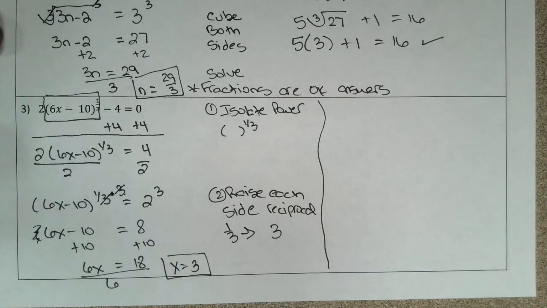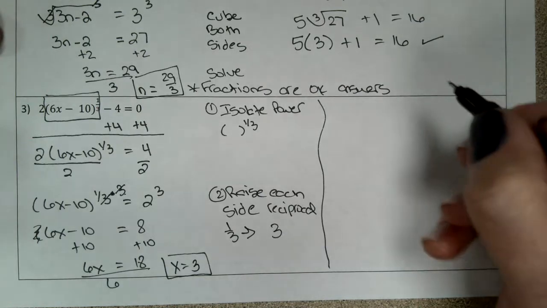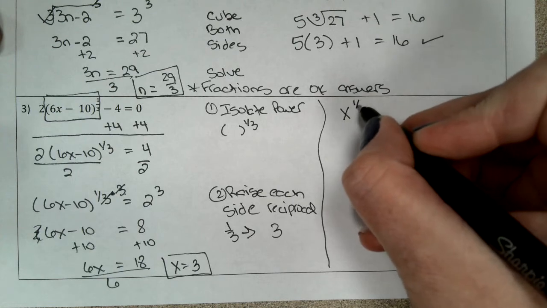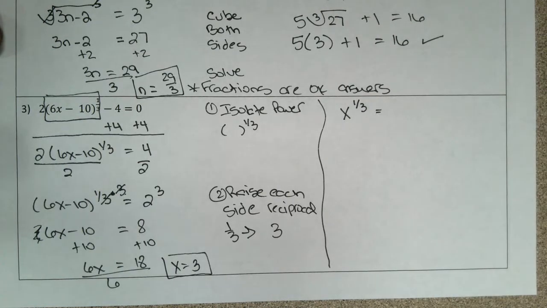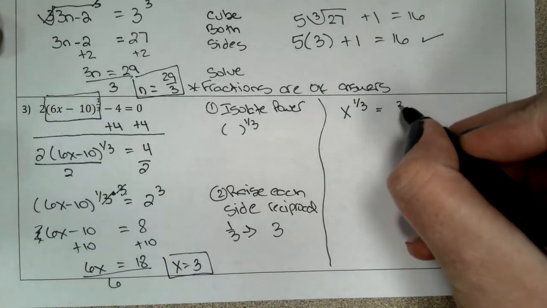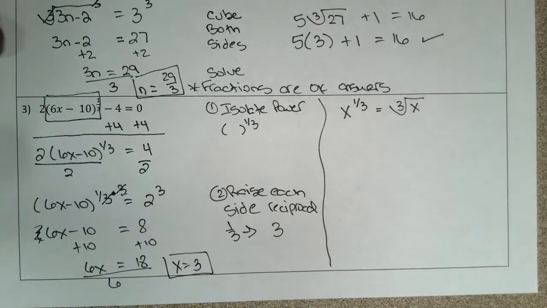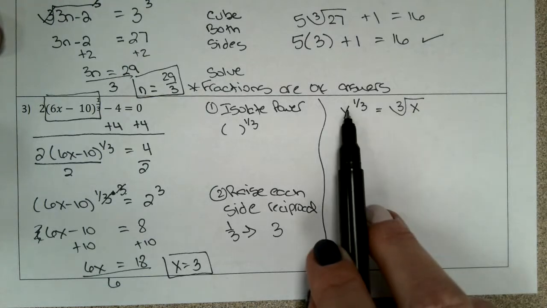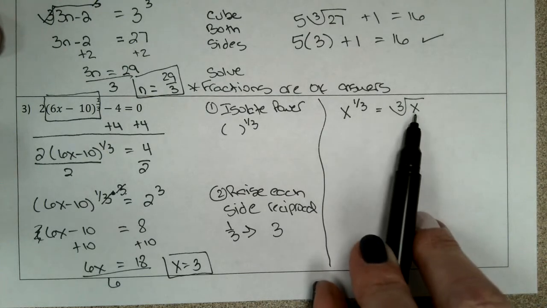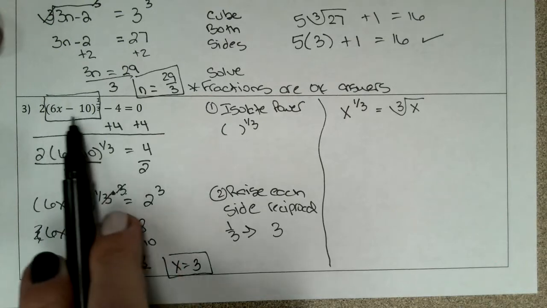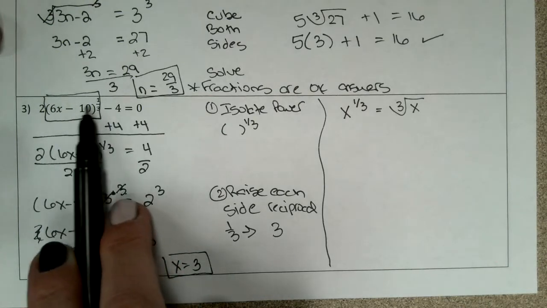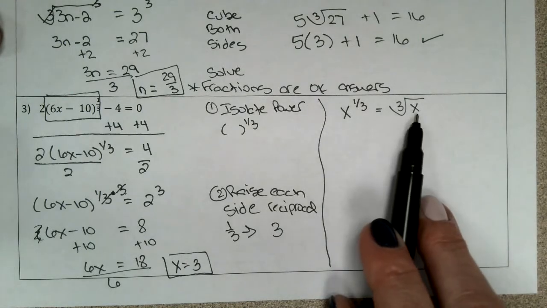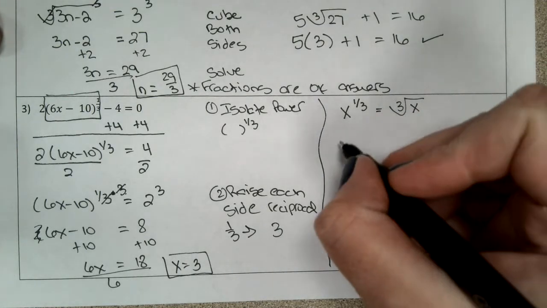So you could do it that way, or what I taught you the other day is if you have x to the 1/3 power, that's the same thing as the cube root of x. And so you can go back and forth between exponential form and radical form if you want to. So if you don't like the fact that this is a power, it is okay to change it into a radical.